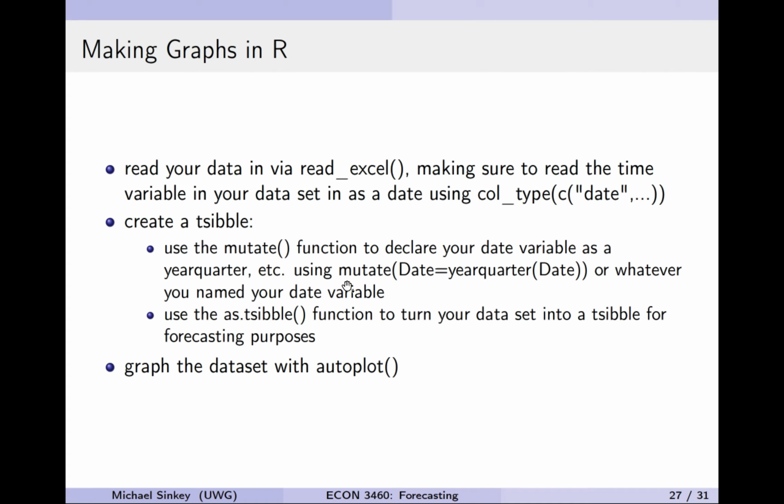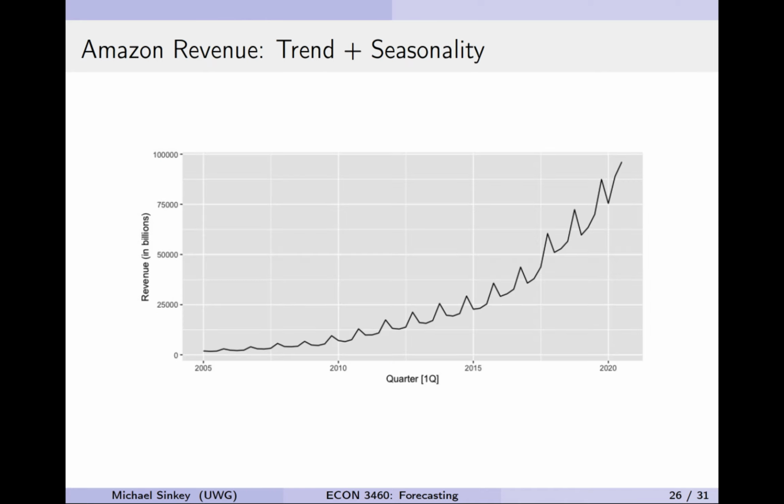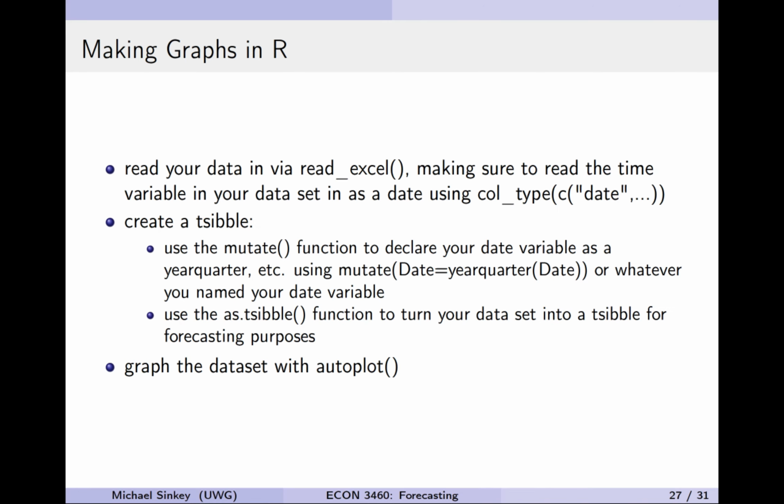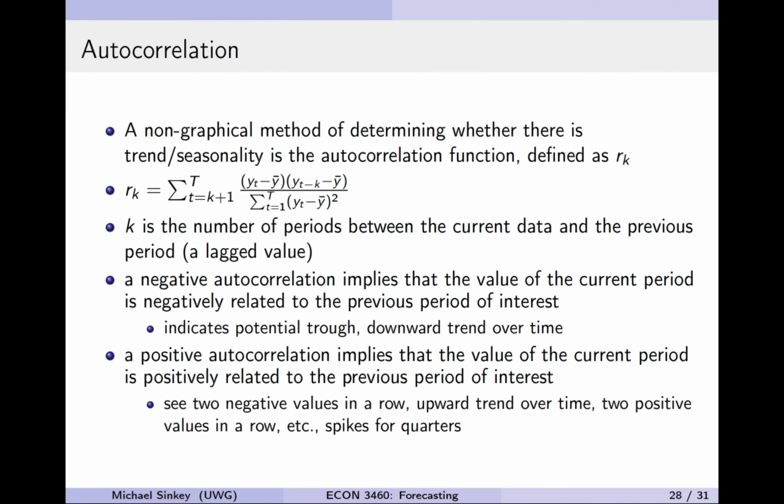You use the mutate function to tell R about the periodicity of the data, if your data are monthly, quarterly, whatever the case may be, and then you use as_tsibble to define the data set in terms of its periodicity. These are all described in the previous video. However, I just want to point out that every time I want to make a graph like this in R, I have to first read the data in, make a tsibble, and then graph the data set with autoplot.